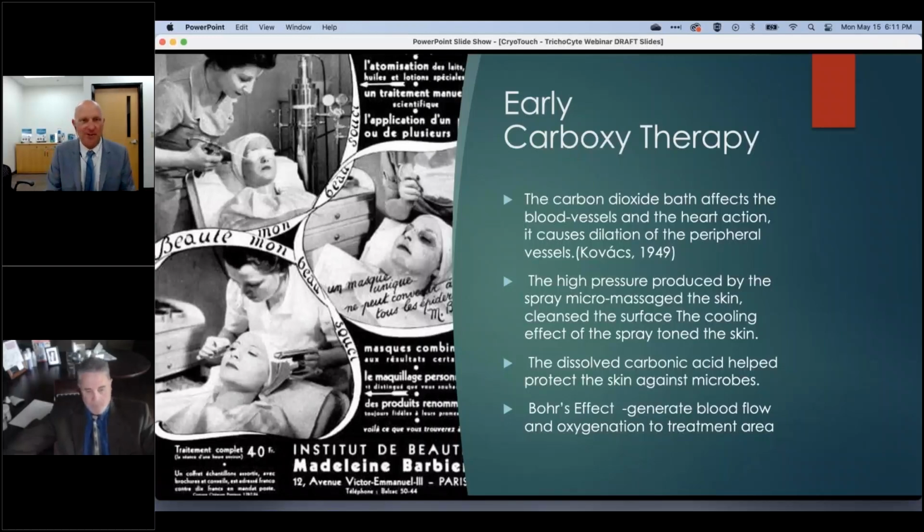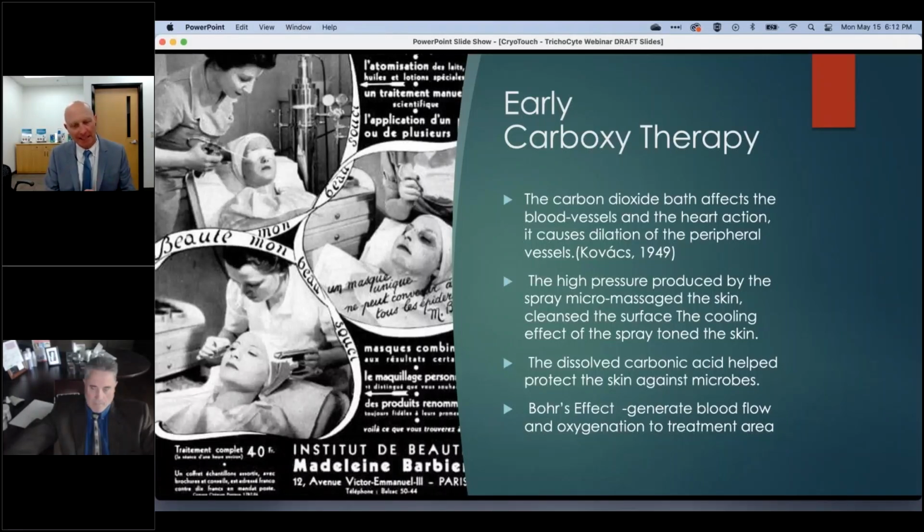Now, there were also publications back then, and so early clinicians started to notice that these carbon dioxide baths affected blood vessels and heart. They caused dilation of the peripheral vessels, and this goes all the way back to 1949 if you begin digging deep enough and looking for these publications. The high pressure of devices like the Carbotom, they said, massaged the skin and of course exfoliated. Now I can tell you CO2 is 850 psi when uncontrolled like this, so for sure it was exfoliating whatever it was being sprayed against. But again, it was very popular during that period.